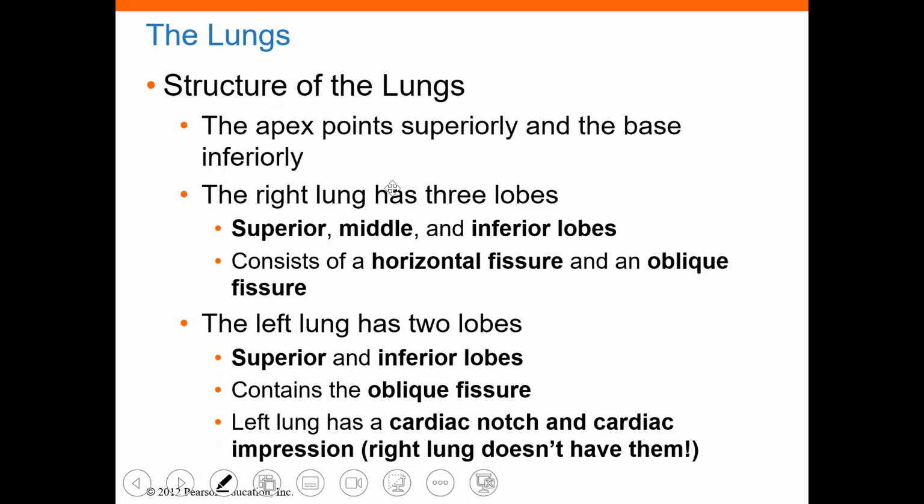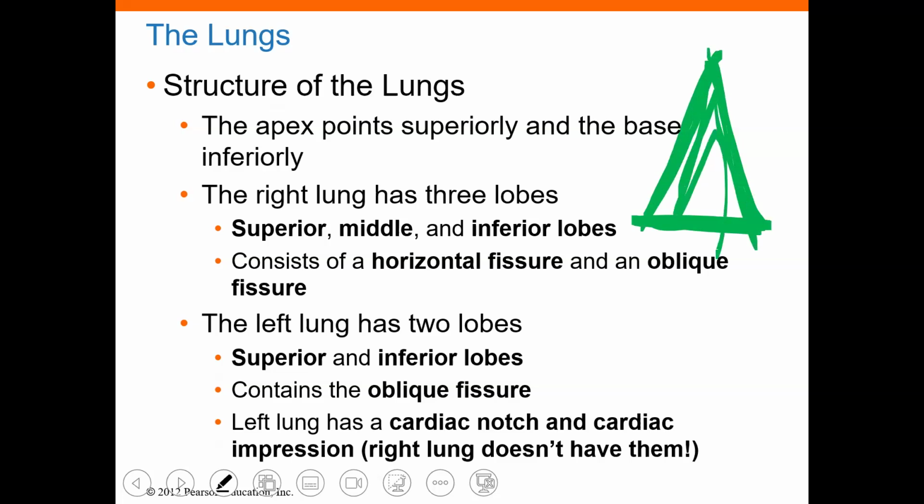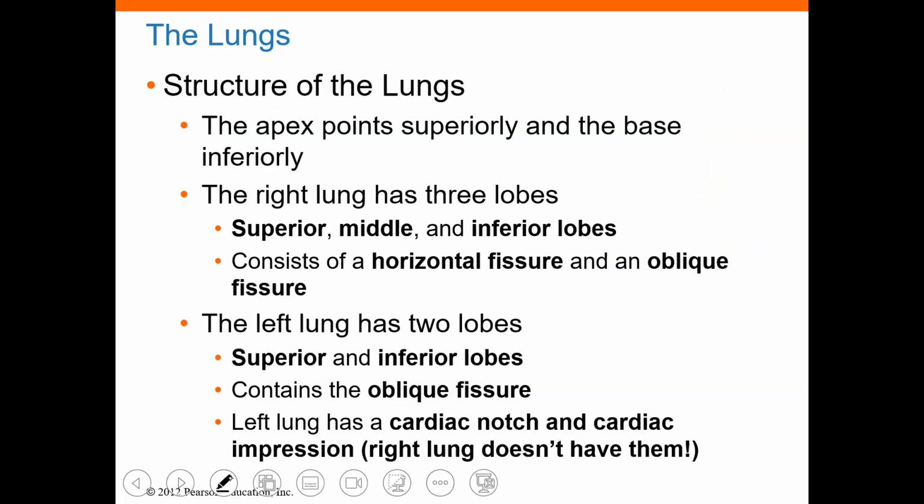Structure of the lungs, the apex points superiorly and the base is inferior. Okay, so sometimes we see it the opposite, but this one, its apex is up top. Okay. Right lung has 3 lobes.